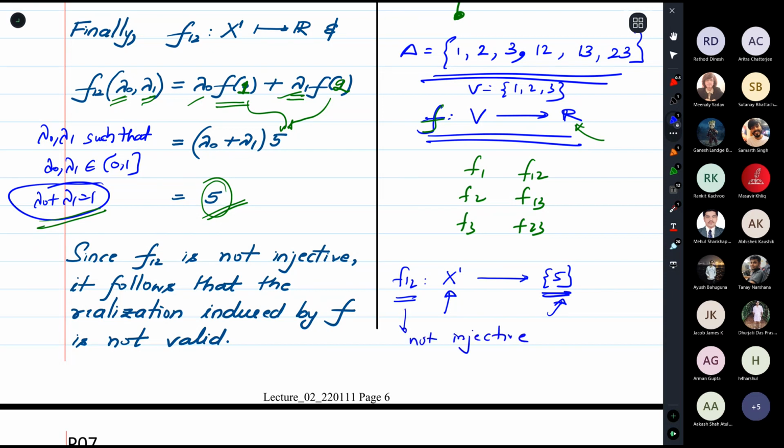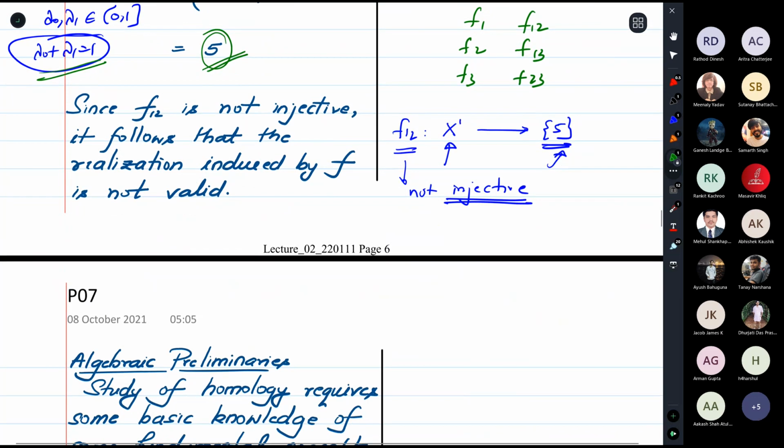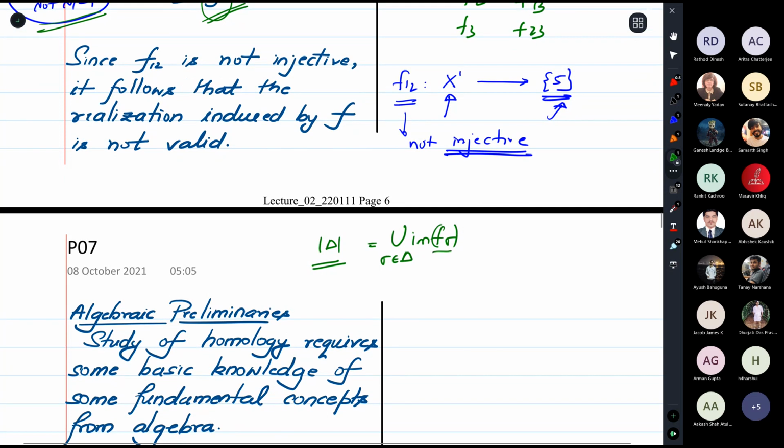So since it's not injective, whatever realization we get using these f1, f2, f12 will not be a valid geometric realization. But nevertheless, let's try to imagine what will happen. So this is the image of f sigma. You take its union over sigma in delta, and this is what the resultant geometric realization would be. Now image of f1 is 5, image of f2 is 5, image of f12 is also 5. So this delta that was given to us consists of these faces, and what we are saying is that I'll just try to imagine this as a single element 5.